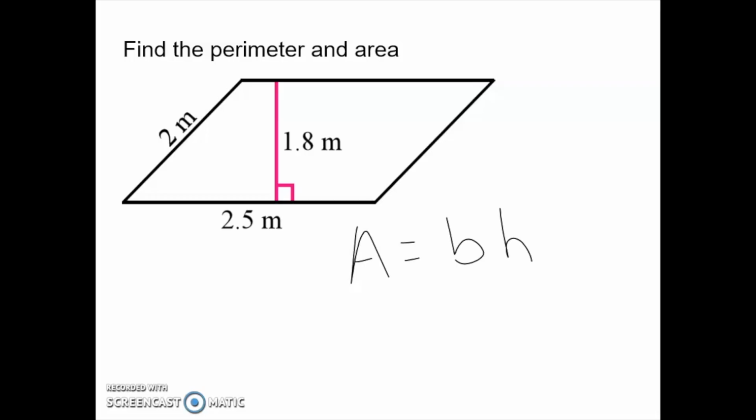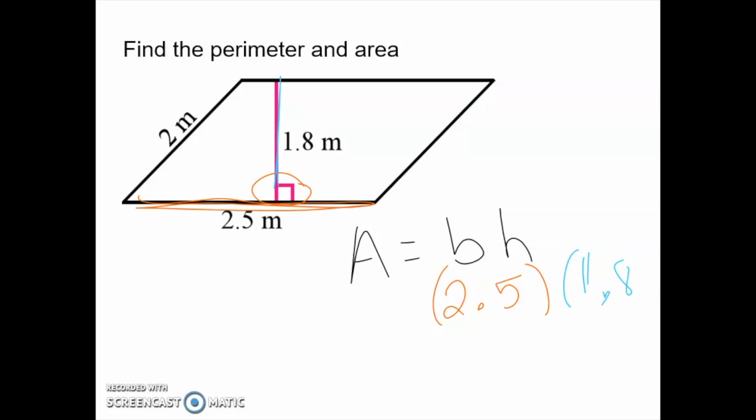Now we have to identify our base and our height. So our base, we look for this right angle symbol right here. And so our base in this shape would be the 2.5. And our height would be formed with the right angle. So that would be our 1.8.